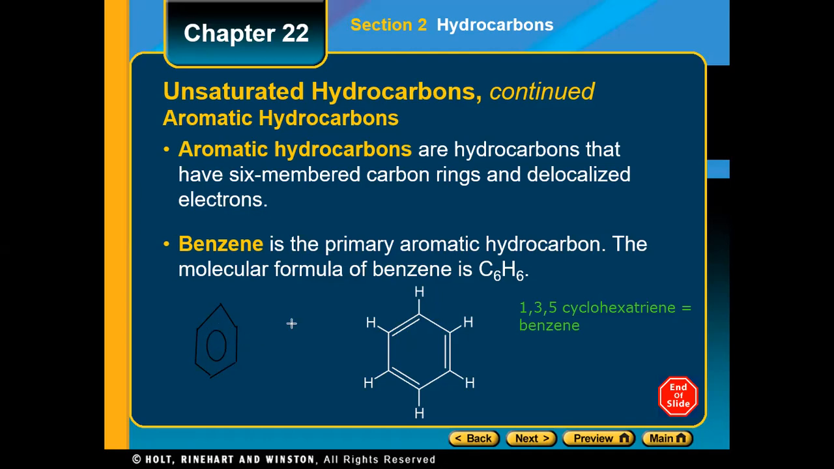So anytime you see a hexagon, or a hexagon with a circle, or this, you must know that this is benzene, the primary compound of the aromatic family, okay? Yes, is that clear? Yes. Okay, let's move on then.